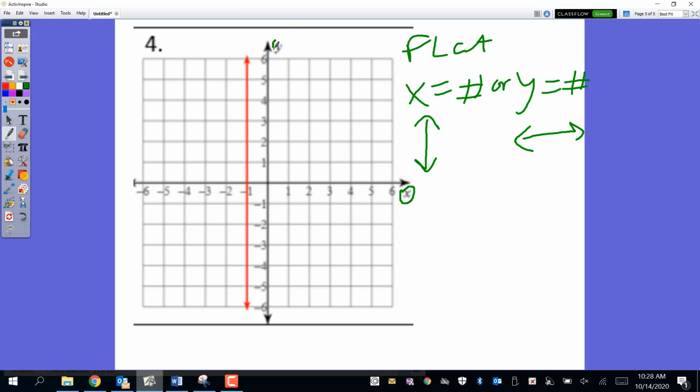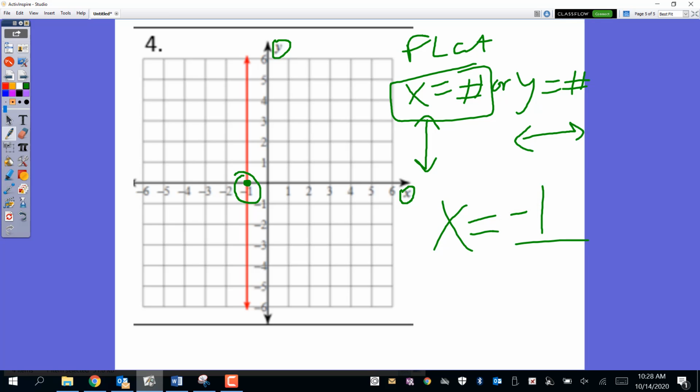This is the y-axis up here. Which one did this line just go through? Well, it goes through right there, and that is the x-axis. So I'm going to be picking, okay, well, it's got to be x equals something. Well, what number does it equal? What number did it just go through right there? Negative 1. So then that is my equation.